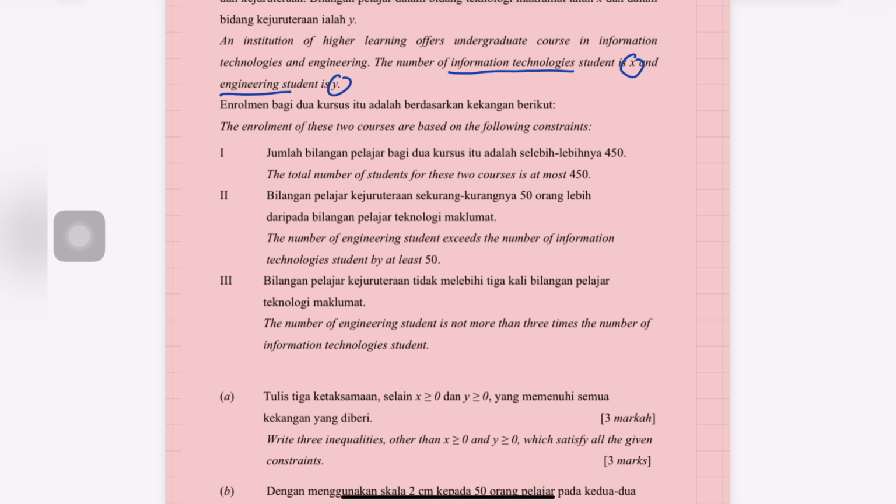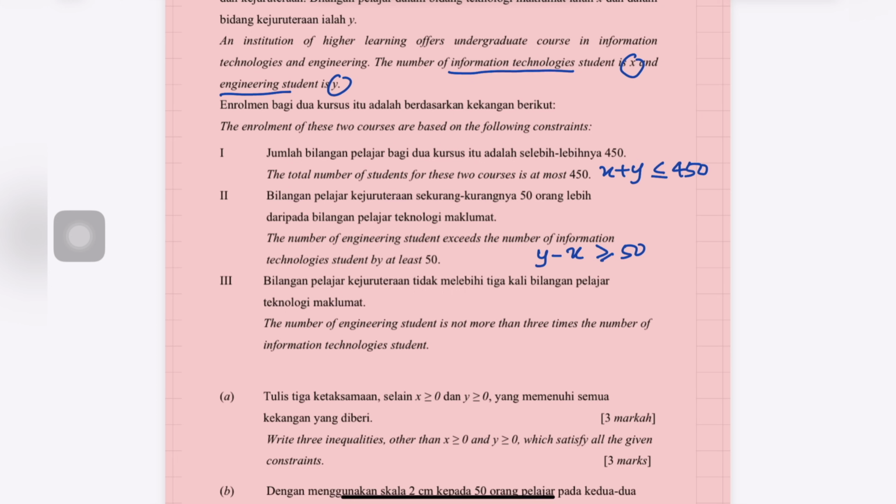Okay, so for the first one, the total number of students for these two courses is at most 450. So X plus Y at most, so less or equals than 450. Okay, number 2, the number of engineering student, just now Y, okay, exceed the number of information technology student by at least 50. So Y minus X, at least more equals than 50. Okay, so this is the second one.